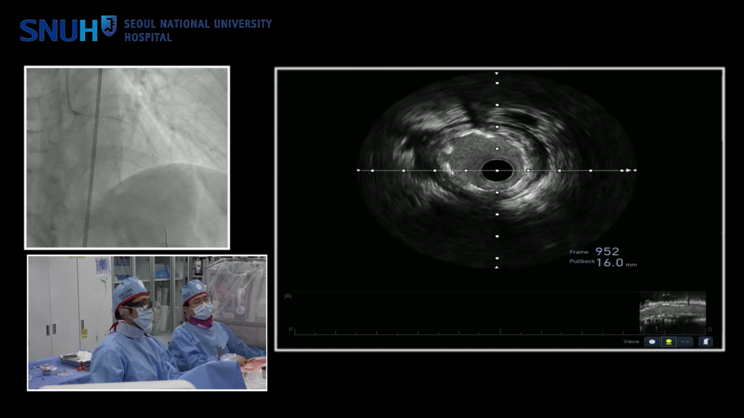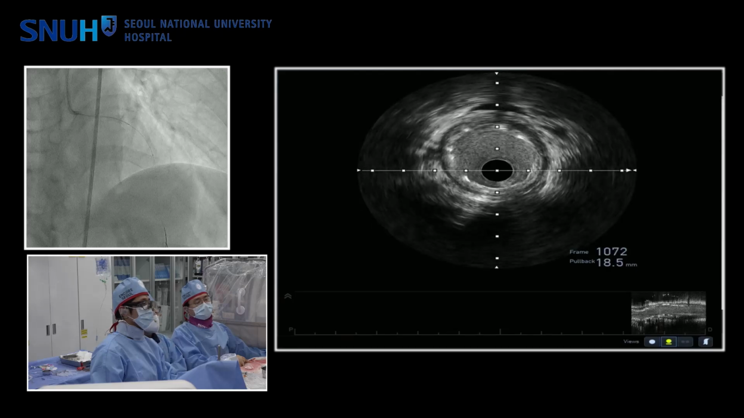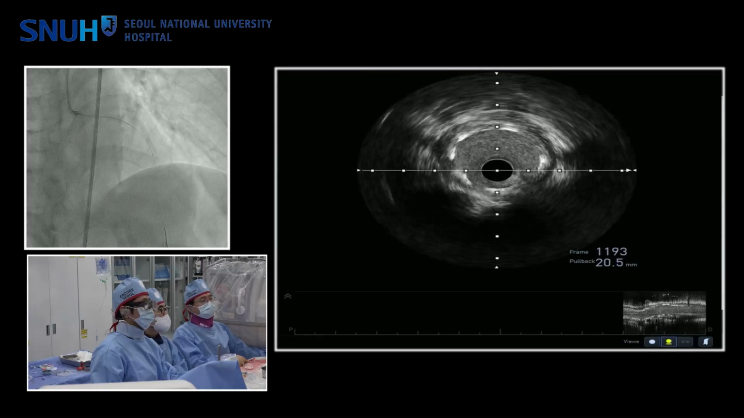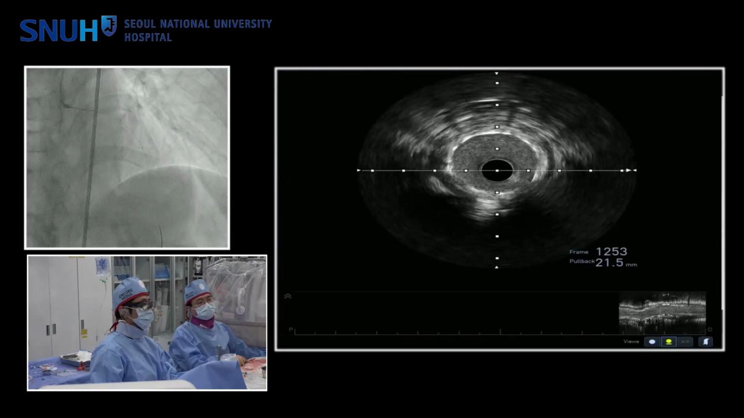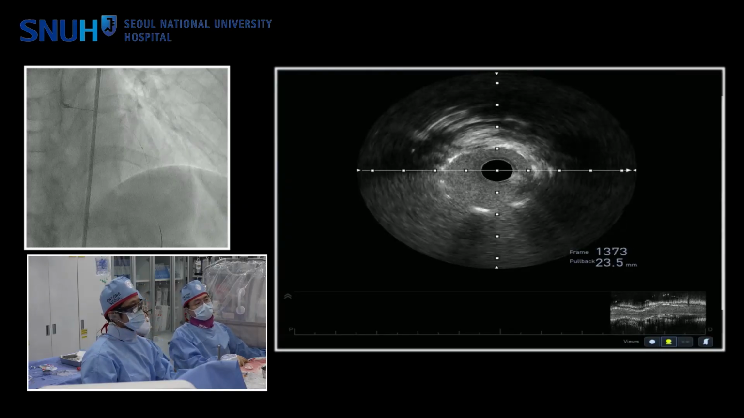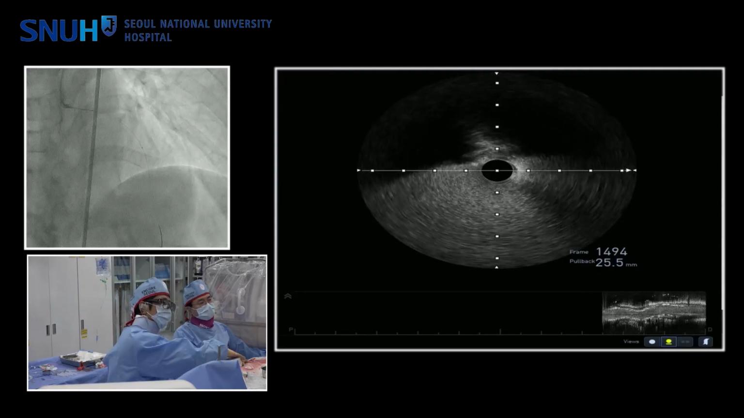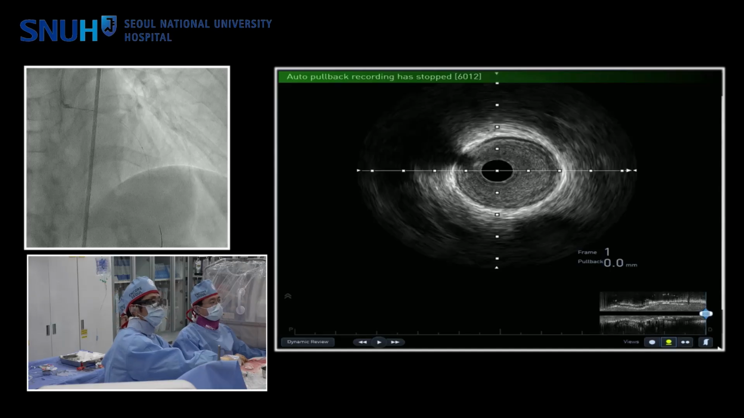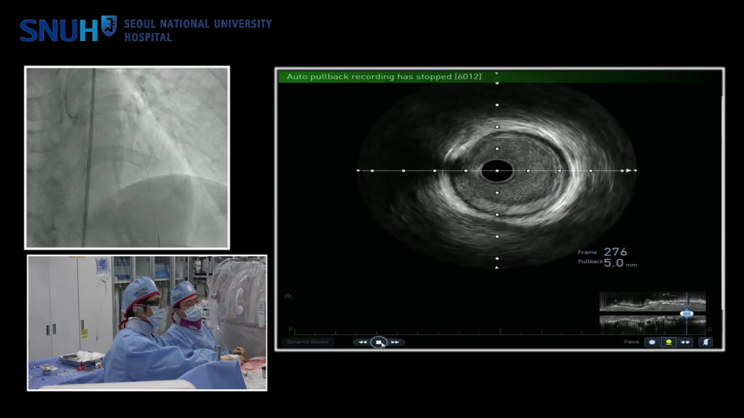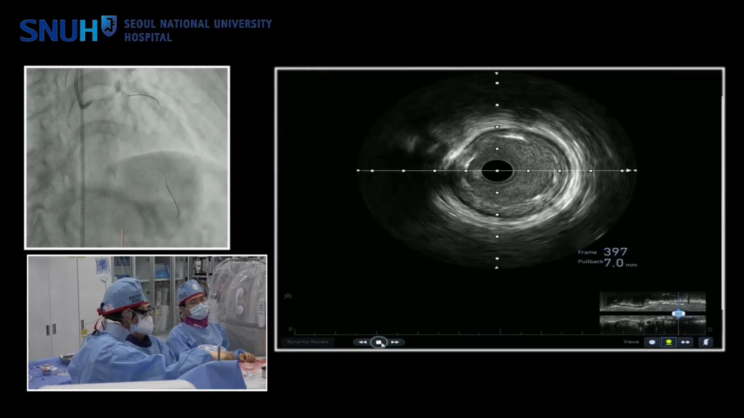LCX source. Let's see. Left main. Okay, left main. 2.75. Okay, ostium. We play again. I think that's optimal protrusion. Position is okay, very good, so longitudinal positioning is okay.